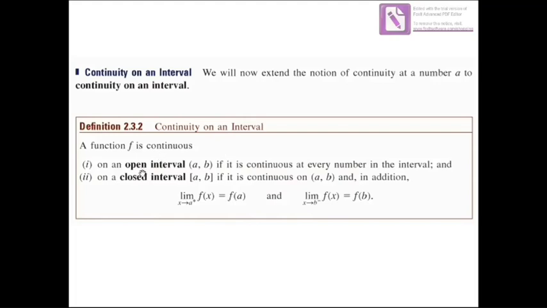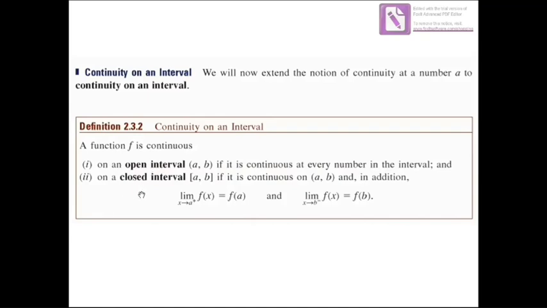So in the open interval, we conclude this function is continuous in the open interval a to b if it is continuous at every number in that interval. For example, if we take the interval from 1 to 5, this function is continuous on the open interval 1 to 5 if it is continuous at 2, if it is continuous at 3, if it is continuous at 4.